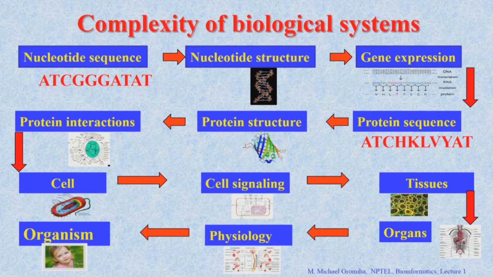From the nucleotide sequence we go to the nucleotide structure, and from the nucleotide structure we go to gene expression. So we go from DNA to RNA and RNA to protein. Through gene expression, finally, we get the protein sequence. Then we go to the next level, the protein structure, and from protein structure to protein interactions. Protein interactions happen in the cell, and then we go to cell signaling, tissues, organs and the physiology of the system, and finally the organism. This is the complexity of biological systems.